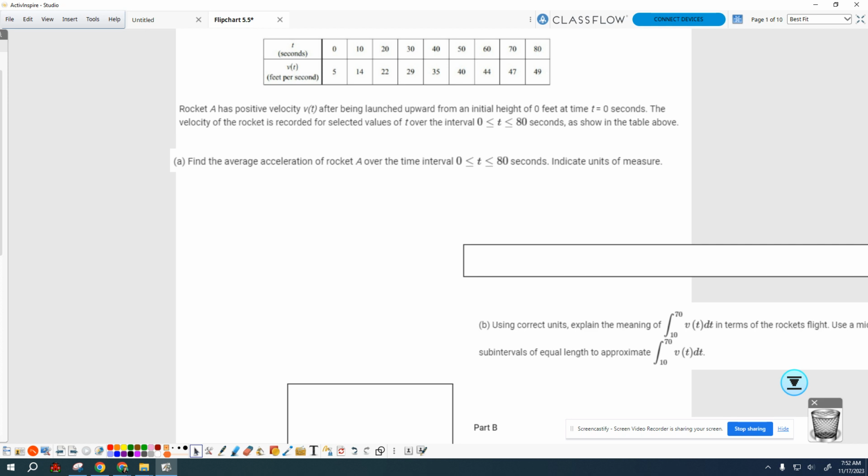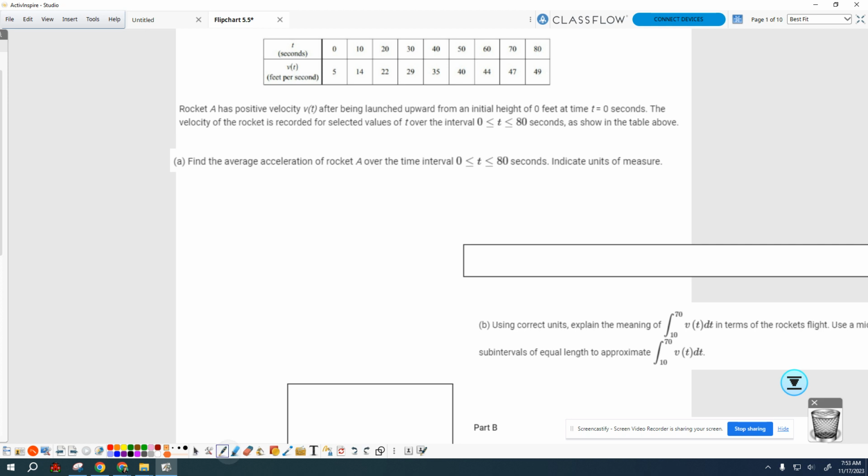Average acceleration over 0 to 80 seconds. So average rate of change versus instant rate of change. Instant is you do the derivative. How do I find average velocity, Kelly? You find like the slope from 0 to 80 seconds because it's like already velocity. The slope using the velocity points? Yeah. Do you guys agree, physics people?